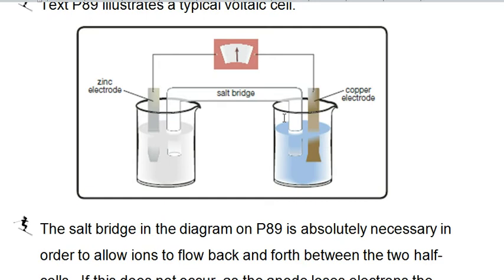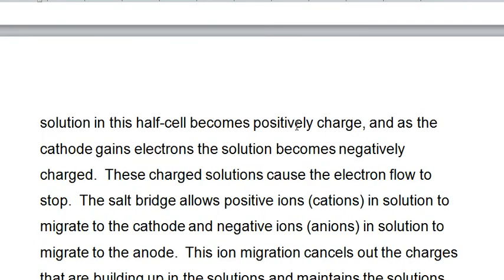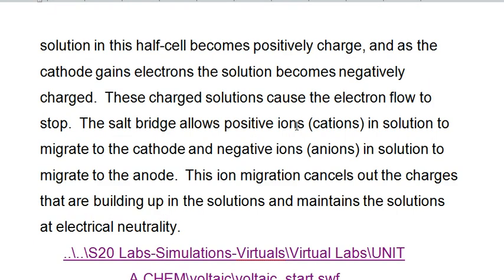Okay? So that's kind of all I've outlined at the bottom here, that the solution in the half cell becomes positively charged, and as the cathode gains electrons, the solution becomes negatively charged. At that side, these charged solutions cause the electron flow to stop. Salt bridge allows positive cations to migrate to the cathode. That's one of the labels we always put on these diagrams: what is your anion and cation migration. Cations always migrate through the salt bridge to the cathode, and anions always migrate through the salt bridge to the anode. So an to an and cat to cat.